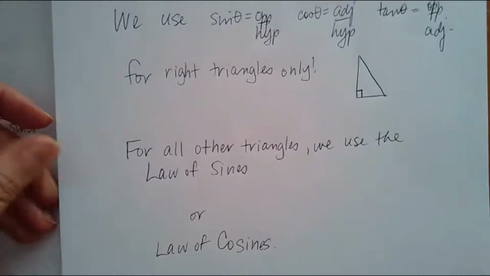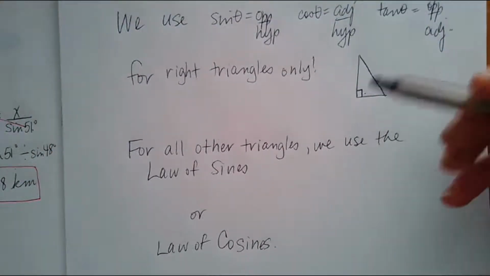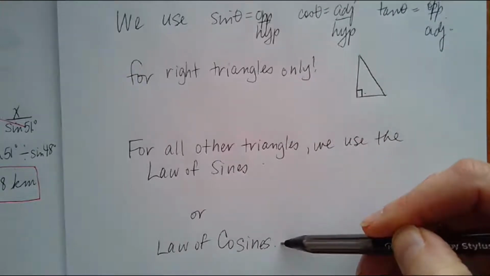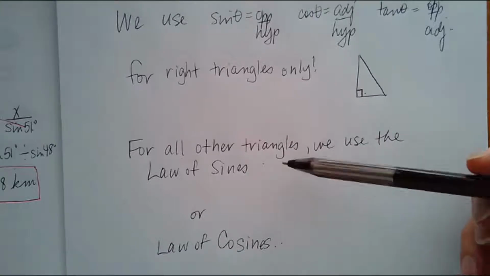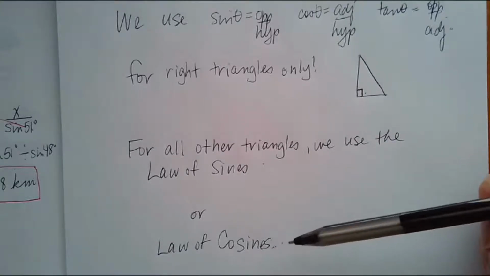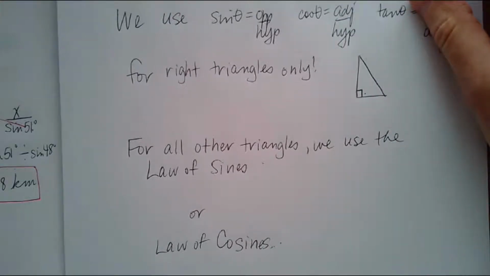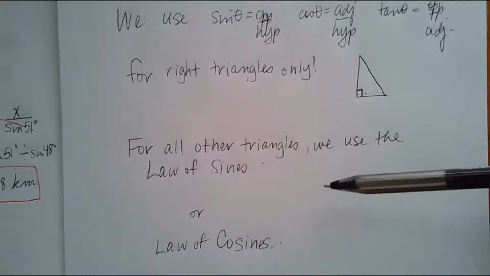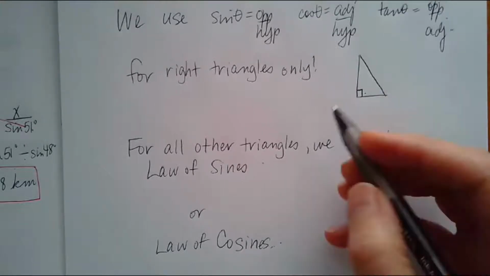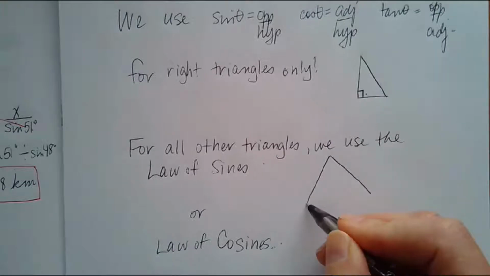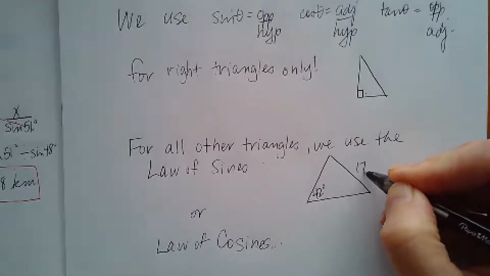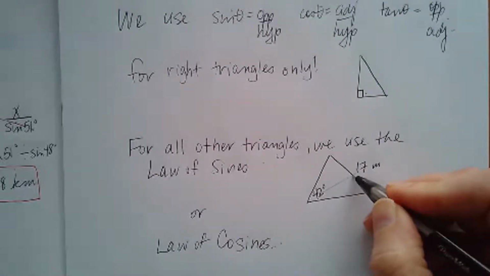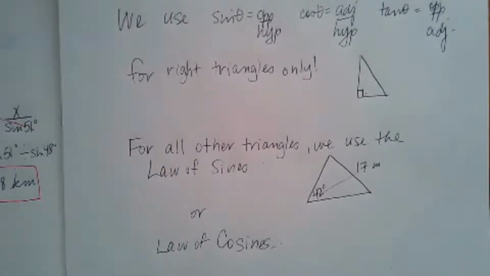Okay, so for all other triangles, if they don't have a 90-degree corner, we have to use the law of sines or the law of cosines. Now, when do we use which, right? We talked about the law of sines. The law of sines is when we have an angle given and its partner side, right? I have to have one complete partnership, okay? So we use the law of sines when we have one complete partnership.